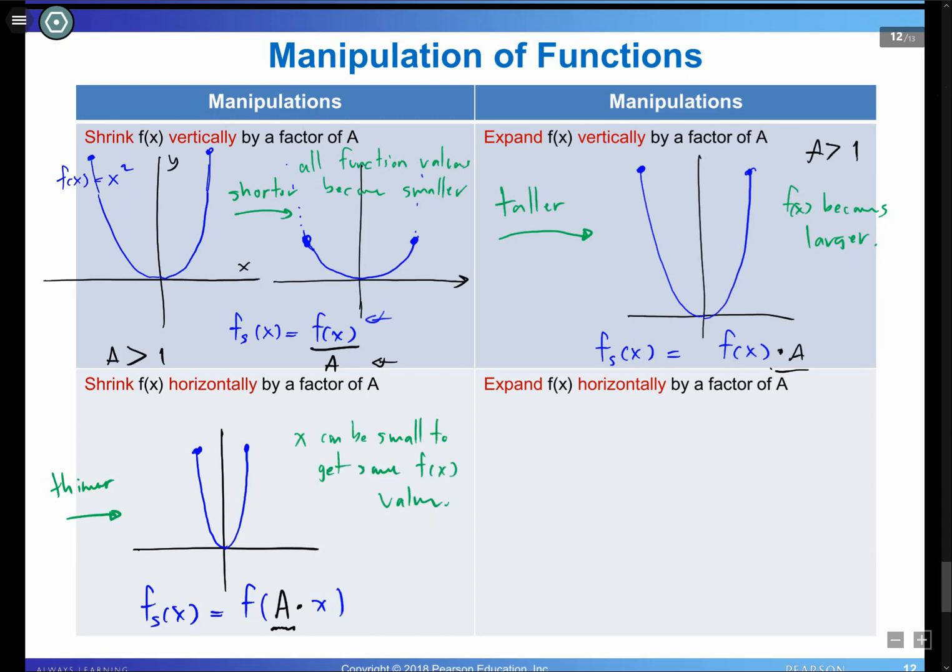Alright, now another version, expanding horizontally. Of course, we made it thinner before. This time we are going to make it fatter. So it should be something like this. It's going to be a parabola that is fatter. Something like that.